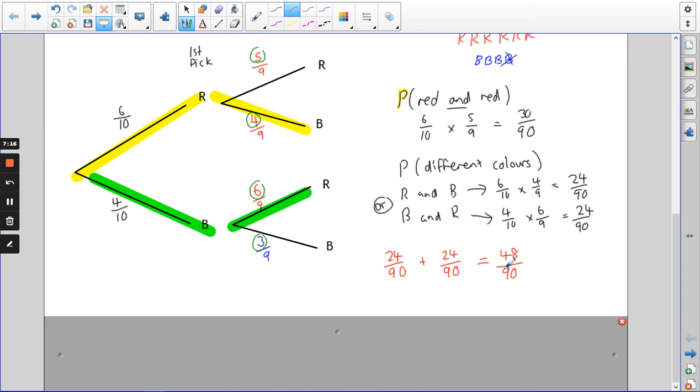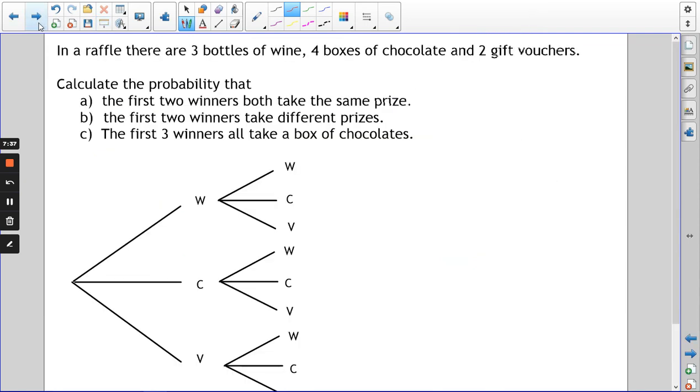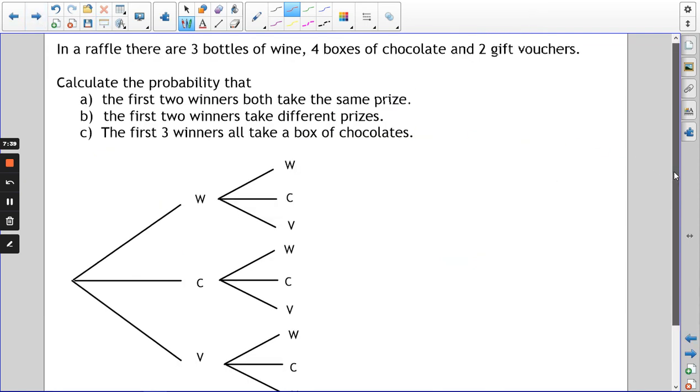Another way of doing that question would have been to calculate the probability that they were the same colour, so red and red or blue and blue, and then taking that away from one. Okay. So sometimes you can make things a bit quicker if you do the opposite question, if there's less combinations. You won't know until you write the combinations down though. Okay. Right, next one. Again, write this one down.